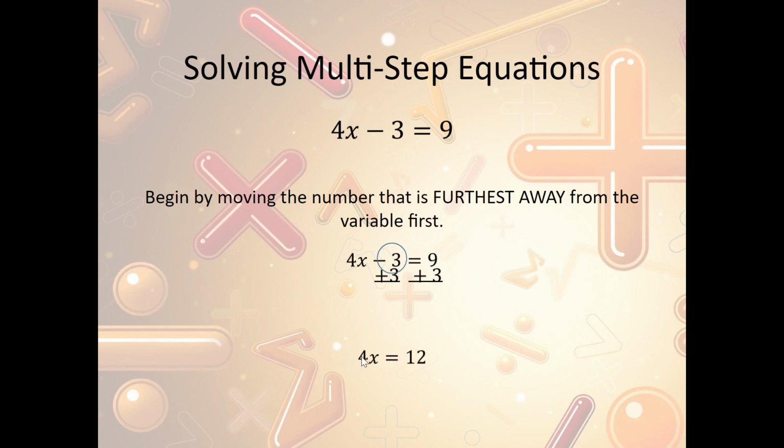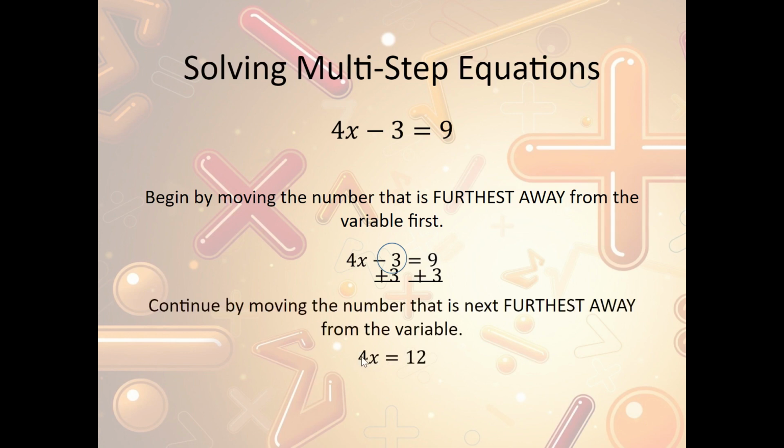Now we get rid of the next variable. So we just keep doing this, whatever's the next furthest away, we just keep doing that process until we get x by itself. Well, the only number that's left is the 4, so we're going to get rid of that one next. So we have 4 times x is equal to 12. So we're going to undo multiplication by dividing. So we divide both sides by 4. And we get x by itself is equal to 12 divided by 4 is 3. So in this case, we get x equals 3.